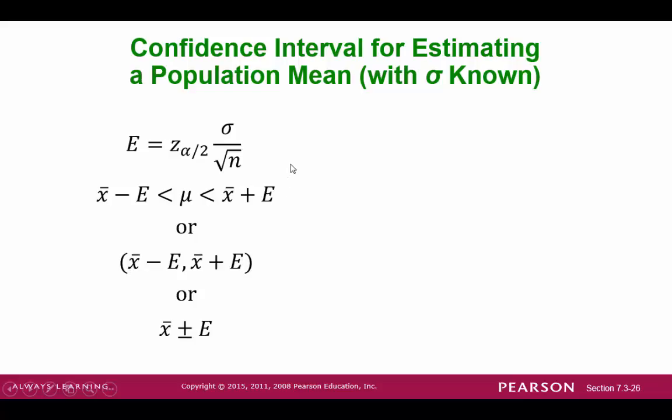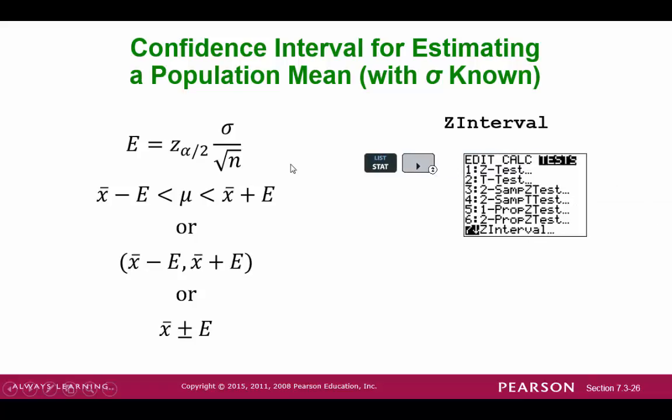Now the calculator also has a command for this, and this is the z interval. Again, it's different from our t interval. And the z interval is usually in the bottom of the first page of your stat test page. So you hit stat, a couple arrows to the right to test, and then you'll see it in the bottom of the page, z interval.